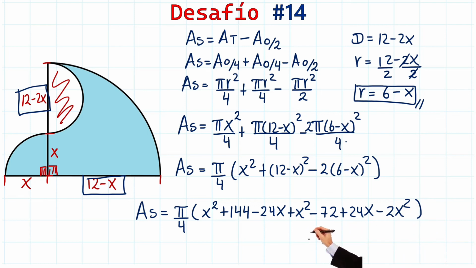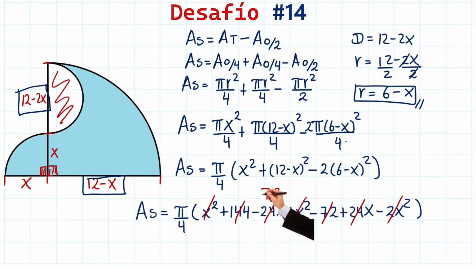Let's erase this here, and we are going to simplify. Better said, eliminate. And look what a marvel, we have x squared and x squared. That gives us 2x squared. And here we have minus 2x squared. Goodbye 2x squared. Very well. Here we have 24x and 24x, bye-bye. And here we have 144 minus 72. That gives us 72. Ladies and gentlemen, from all of this we are left with 72. We can say that the shaded area is equal to 72.